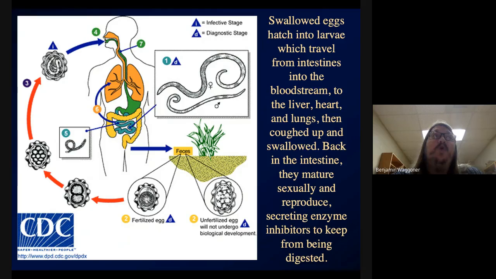You might remember hookworm does something similar. Once they're back in the intestine, that's when they do their final molt. They mature sexually and they reproduce. The cuticle of these guys has a lot of odd compounds in it. They secrete enzyme inhibitors, keeping themselves from being digested.